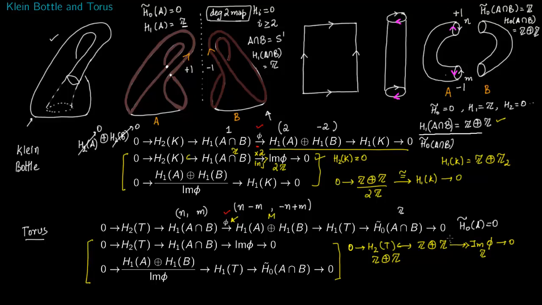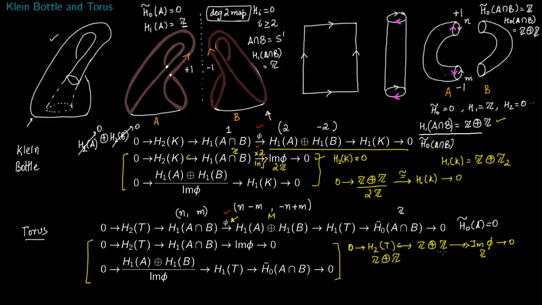This entire thing is getting mapped. Or you can directly see the image is integers. So these two are dependent upon each other. This is just multiplication by minus one of this. So again, N minus M, both these copies are not independent. One is minus one multiplication of the other. You can see directly this is also integers. And then you can use the rank nullity theorem.